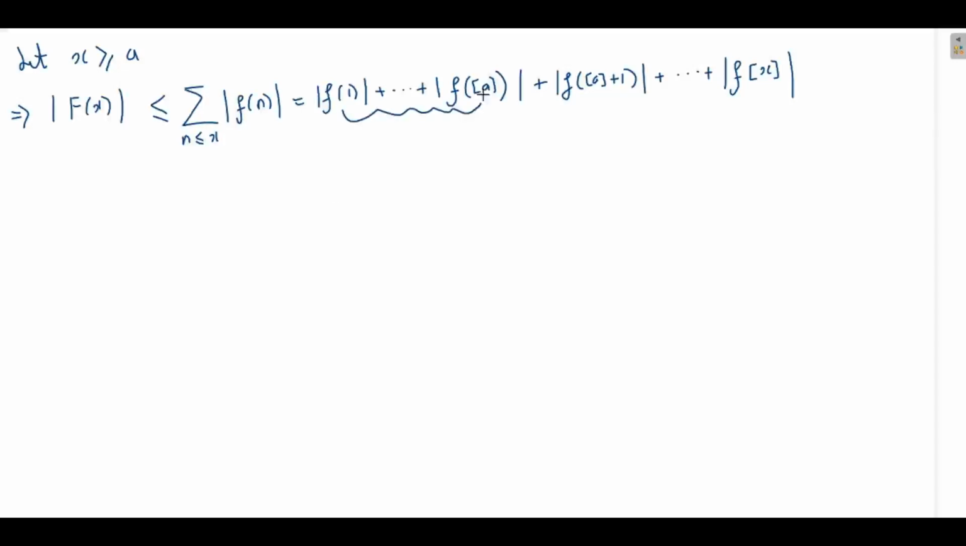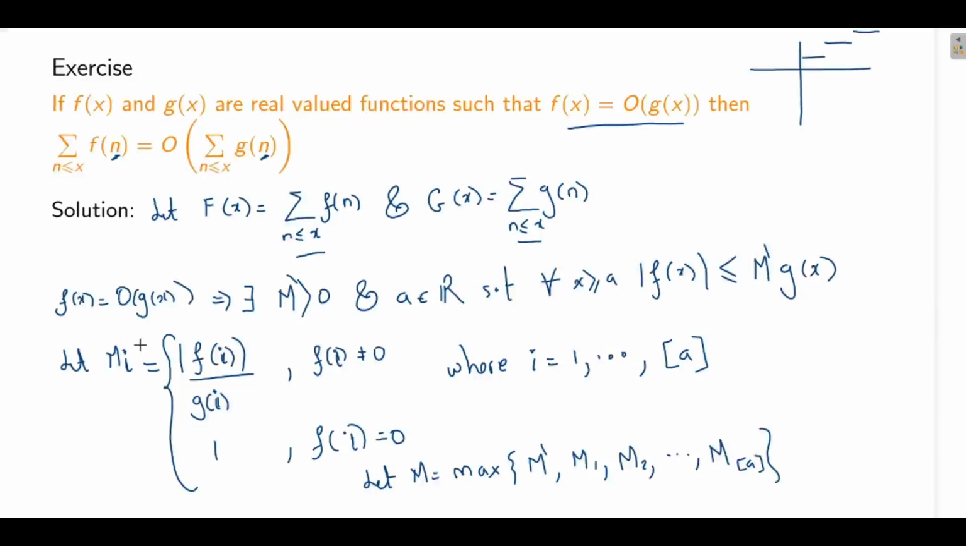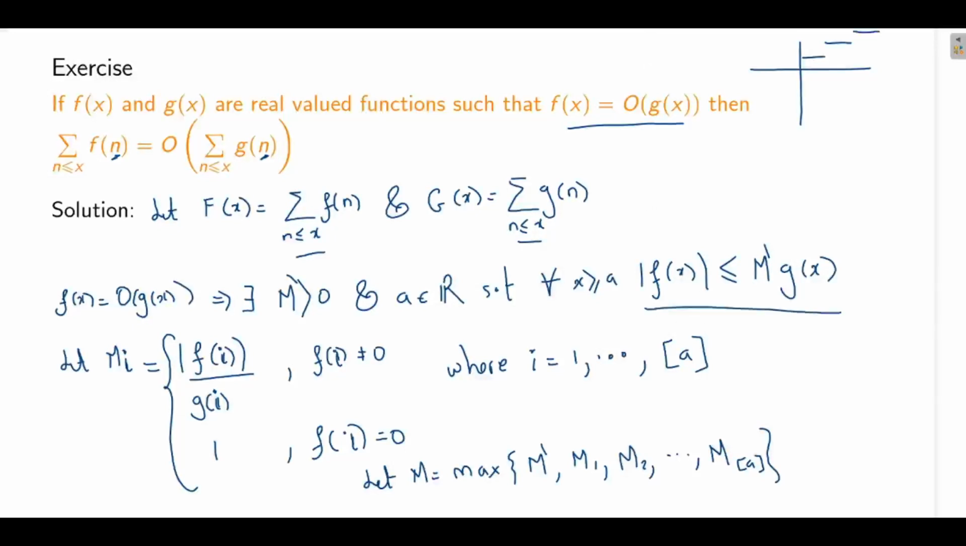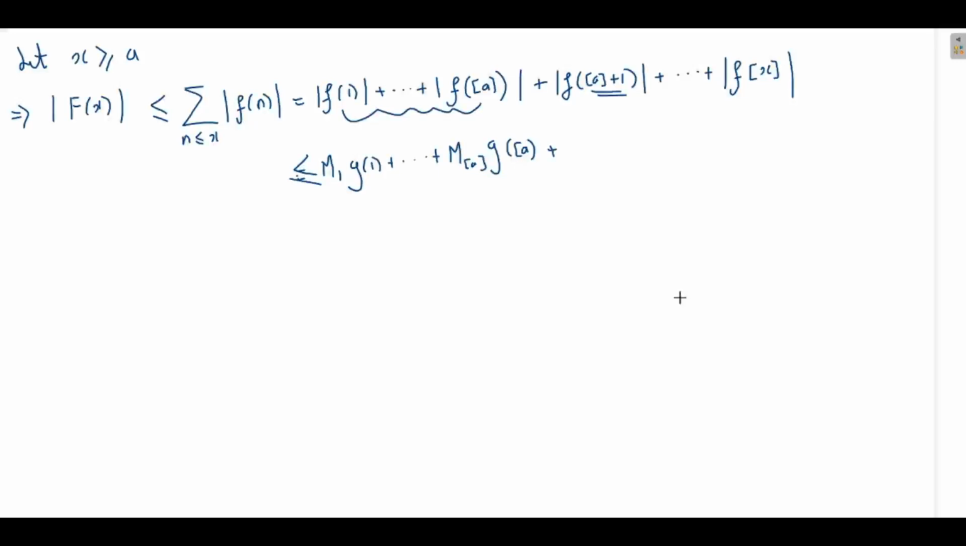Now you can see in this particular case, by the way in which we have taken these m_i's, this will be m1 times g of 1 plus up to m greatest integer of a times g of greatest integer of a, and then the remaining terms, since greatest integer of a plus 1 is bigger than a, using this fact, this will be less than or equal to m prime times g of greatest integer of a plus 1 plus up to m prime times g of greatest integer of x. This is what we have.